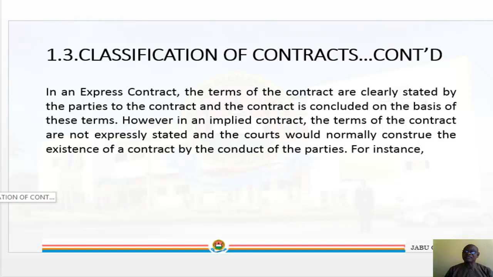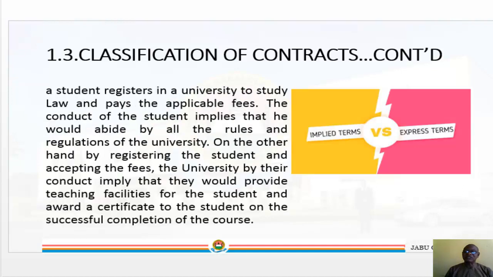The conduct of the student implies that he will abide by all the rules and regulations of the university. On the other hand, by registering the student and accepting the fees, the university by their contract implies that they will provide teaching facilities for the student and award a certificate to the student on the successful completion of the course.